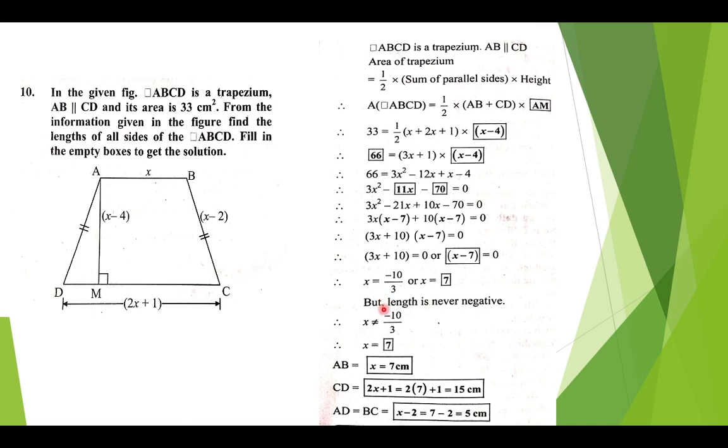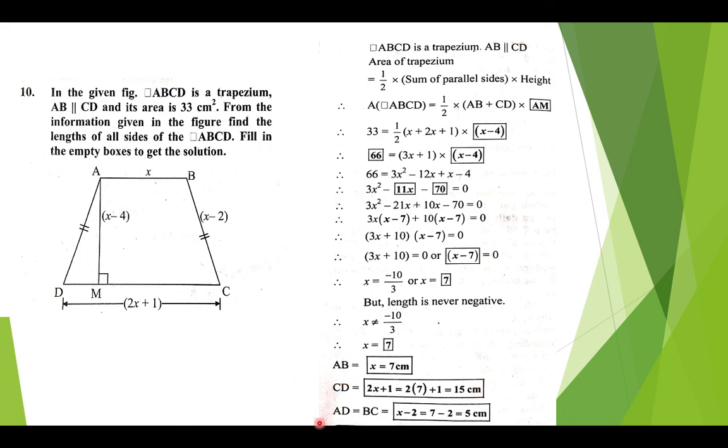Therefore, over here we are getting x is equal to minus 10 by 3 or x is equal to 7. But you have to remember this, length is never negative. Therefore, x is not equal to minus 10 by 3. So x is equal to 7. Therefore, since we have put AB as x, we are getting x is equal to 7 centimeters. Similarly, we are getting DC is equal to 2x plus 1. So it is equal to 2 into 7 plus 1 is equal to 15 centimeter.